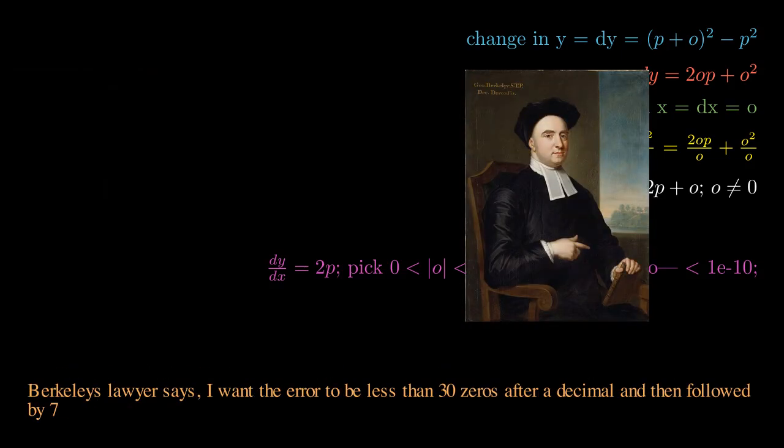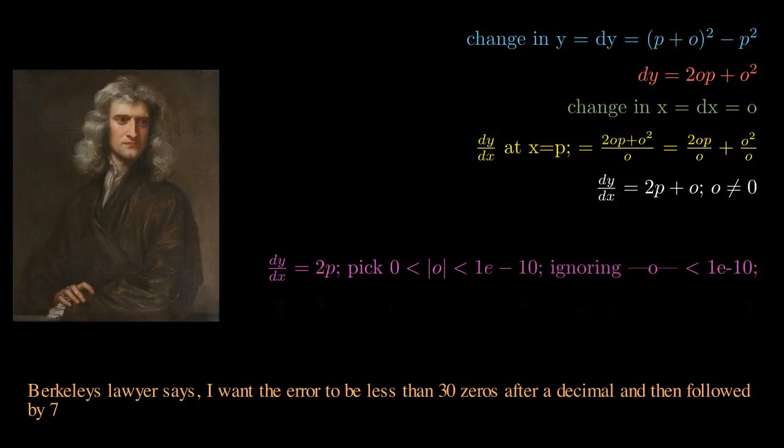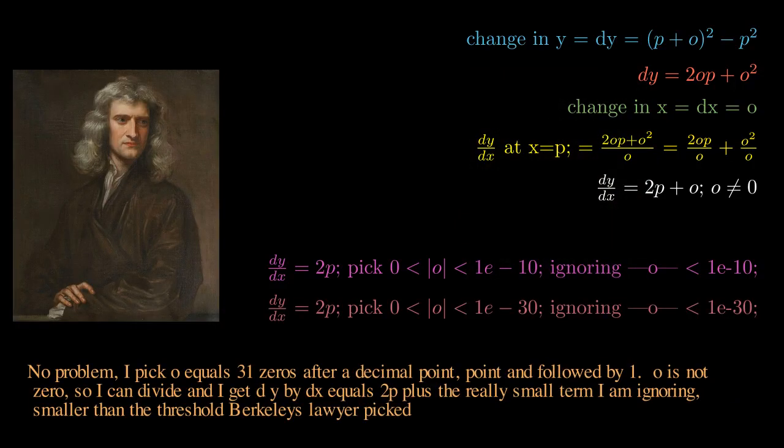Berkeley's lawyer says, I want the error to be less than 30 zeros after a decimal point and then followed by 7. No problem, you say, and you pick o equals 31 zeros after a decimal point and followed by 1. O is not 0, so you can still divide and get dy by dx equals 2p plus the really small term that you are ignoring, which is smaller than the threshold that Berkeley's lawyer just picked.